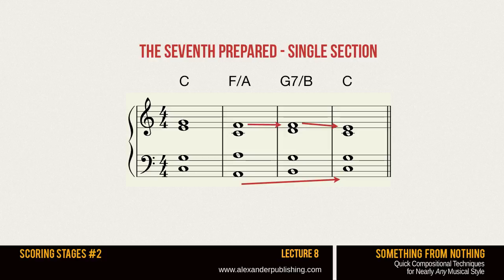Here's our example from the last lecture. This is a single section with the theme in the soprano. You could take this arrangement and score it for strings, brass, woodwinds, or a combination of winds and brass. Without thinking about it, I can come up with about 10 to 15 ways to score this.